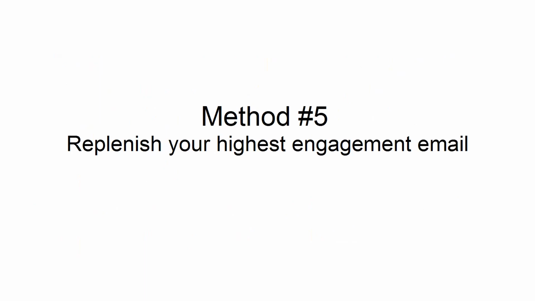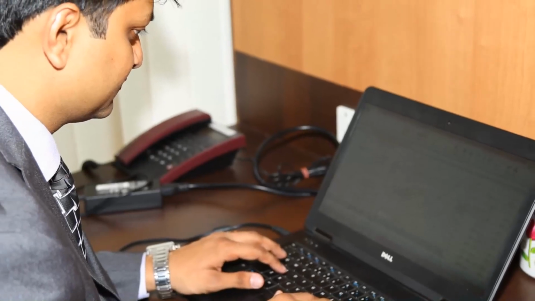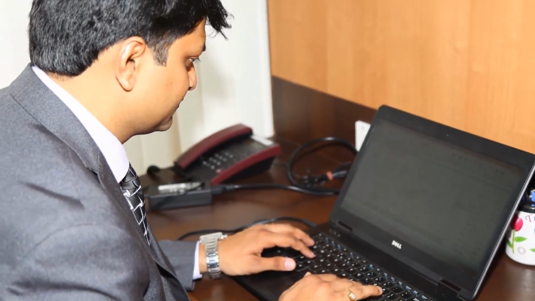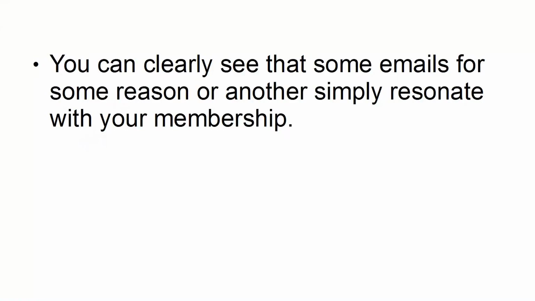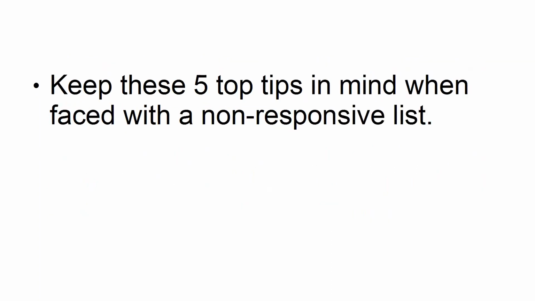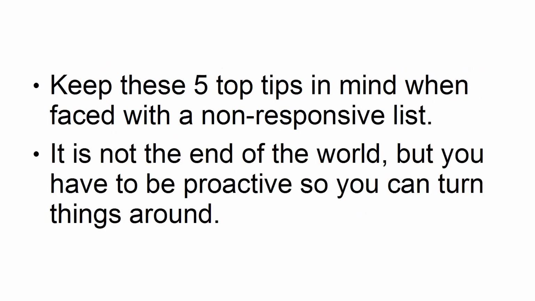Method number 5. Replenish your highest engagement email. By just looking at the track record of your list and paying attention to the overall open rates as well as click-through rates, a certain pattern should emerge. You can clearly see that some emails, for some reason or another, simply resonate with your membership. Replenish future emails with similar stuff as much as possible, and more people will look forward to opening your emails. Keep these 5 top tips in mind when faced with a non-responsive list. It's not the end of the world, but you have to be proactive so you can turn things around.